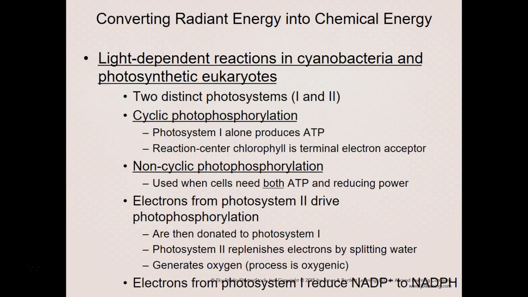Cyclic photophosphorylation uses only photosystem 1, and it produces a lot of ATP, but does not produce any reducing molecules. In this case, the reducing molecules are going to be NADPH. Anytime we're building something, we use NADP for the anabolic pathways, whereas we use NAD and FAD for catabolic pathways, breaking stuff down. In the non-cyclic photophosphorylation, we produce ATP, but we also produce NADPH.